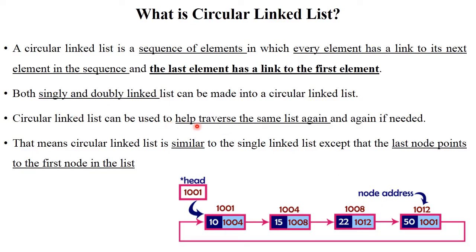A circular linked list can be used to help traverse the same list again and again if needed. That means a circular linked list is similar to the single linked list, except that the last node points to the first node in the list. Clear? So this is the concept of circular linked list.